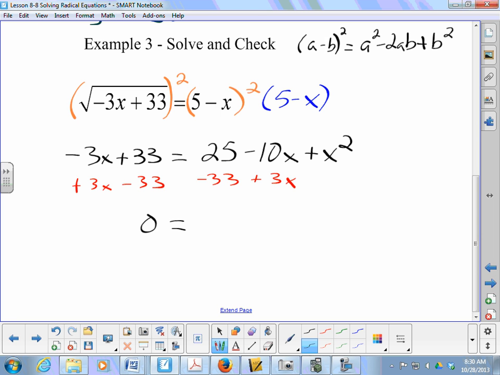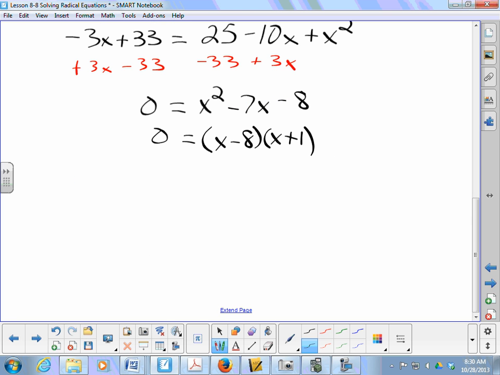So we get 0 equals, and then I'm going to write it in standard form to make it easier to factor. x squared minus 7x minus 8. Then we factor. In this case, we get x minus 8 and x plus 1. So we get x equals positive 8 or negative 1.